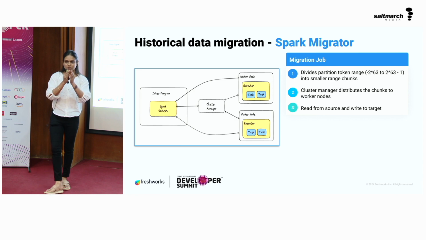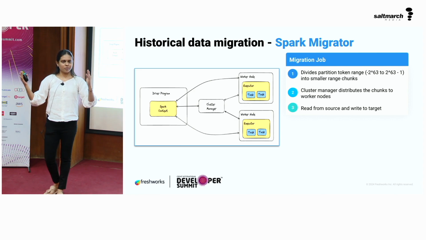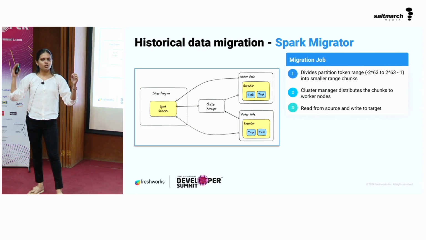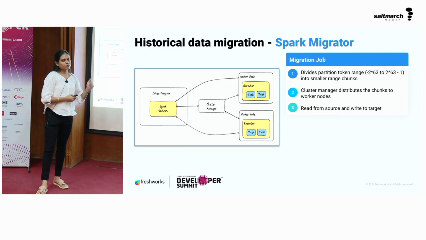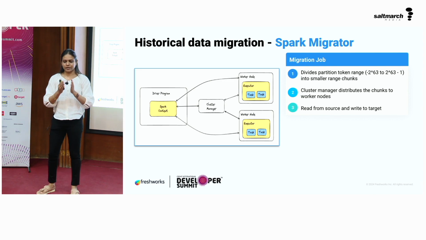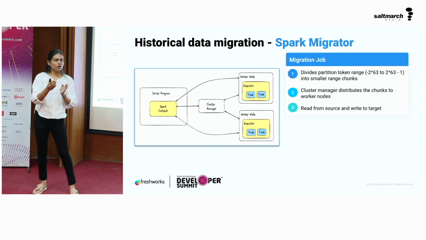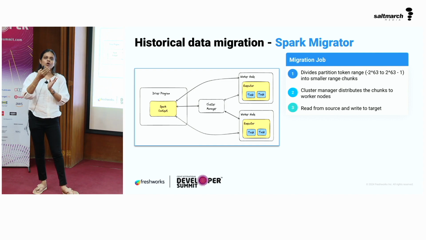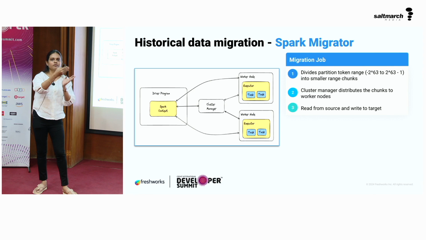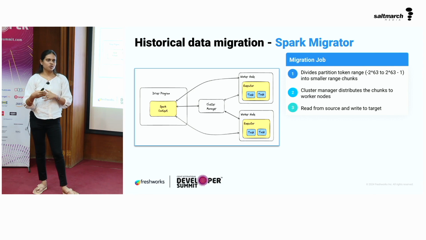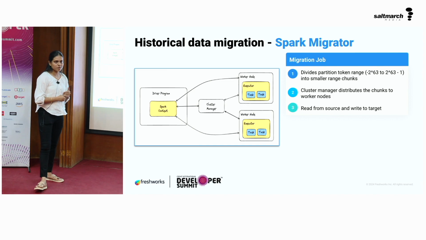In Cassandra, the entire partition token range spans from minus 2 power 63 to 2 power 63 minus 1. This is the entire token range. The partitions within this range are what we actually want to migrate. So what the driver program does is break the entire token range into chunks of smaller token ranges and assign them to the worker nodes. Every worker node will then, based on the assigned token range, fetch all of those partitions from the source cluster and copy them all to the target cluster. This is how the entire migration job is executed.